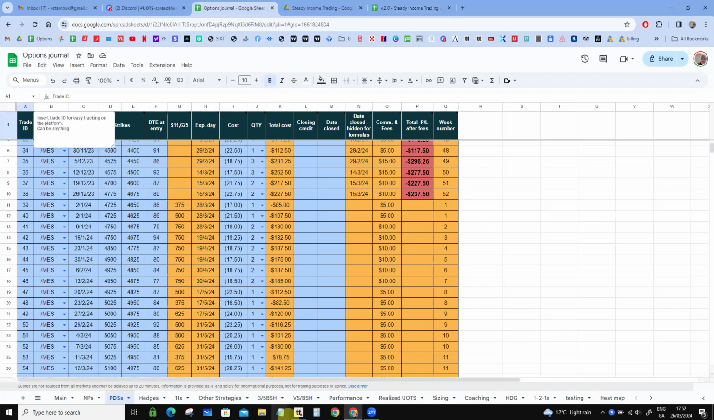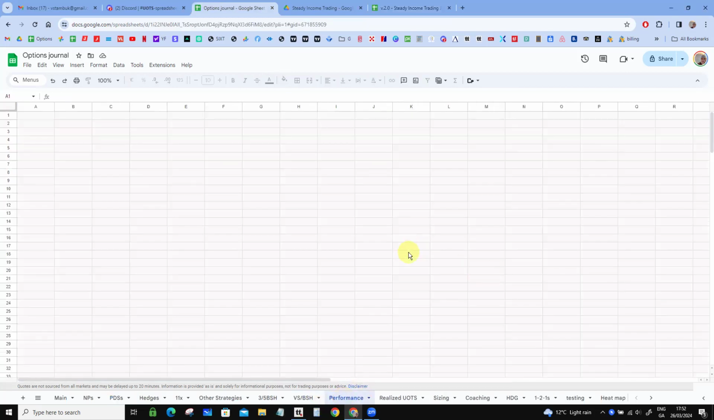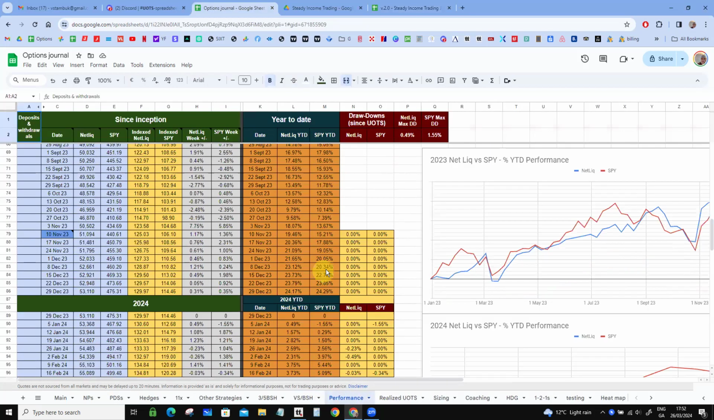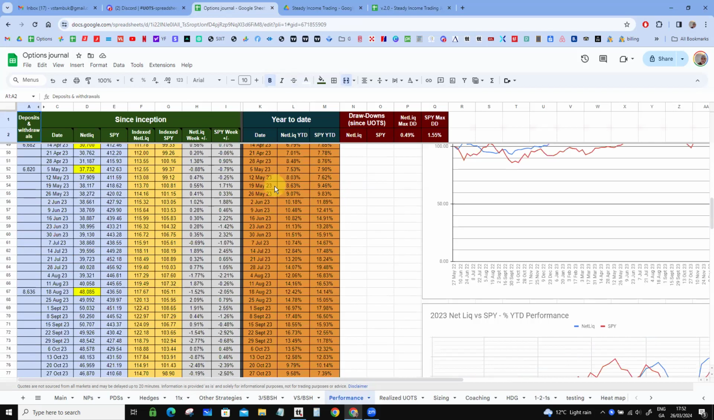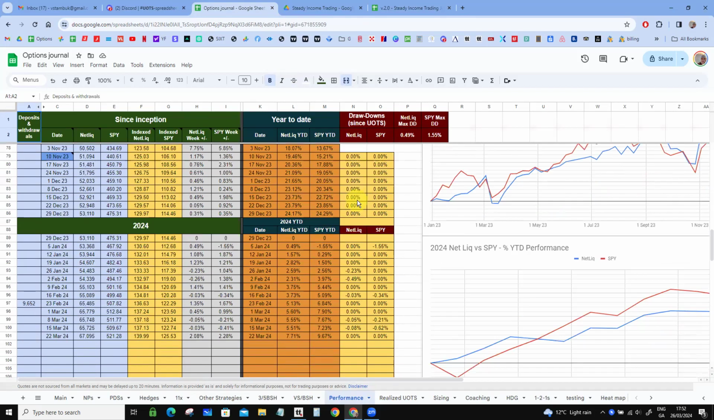Like, for example, I have here a little bit more, and I keep track of drawdowns since inception of the UOTS strategy. I started that in November, so I'm keeping an eye on it separately because I want to isolate the UOTS strategy from my previous trades. And I can see here that my max drawdown so far was 0.5%, and the market was 1.5%. So those numbers are very small, and that's not consequential at all.